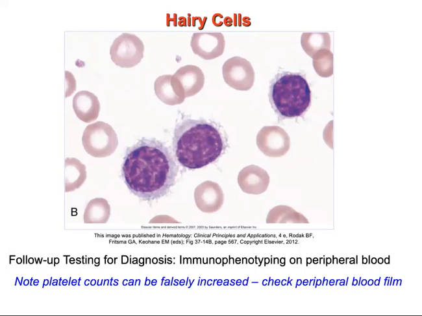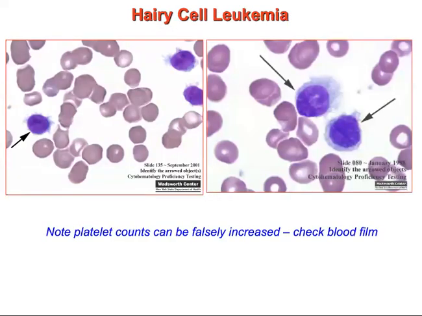So you'll be looking at the white count, the hemoglobin, and the platelet count. If your platelet count seems to be off, then it's probably because some of these projections are interfering. So check the peripheral blood smear for a falsely increased platelet count. All right, so more hairy cells here. Again, peripheral blood doesn't have that many of them, but they do seep into the peripheral blood, and you would see them also in the bone marrow. They look like frayed cytoplasmic projections.